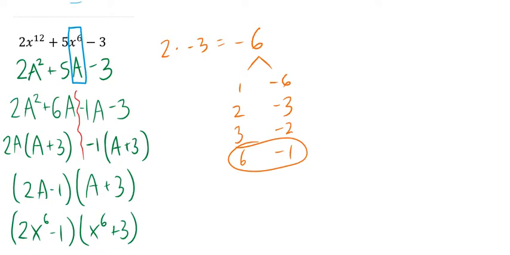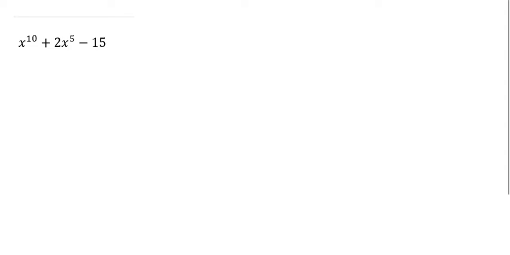We'll do another one. But that key there was realizing that a and x to the 6 played the same role. I had 5x to the 6, and then I changed it to 5a, so a must be x to the 6. In this one, this is a quadratic form. 10 is double 5, and there's a constant at the end. So I think about the corresponding quadratic that has a minus 15 constant term, a 2a middle term, and 1, this is 1x to the 10th, so I do 1a squared.